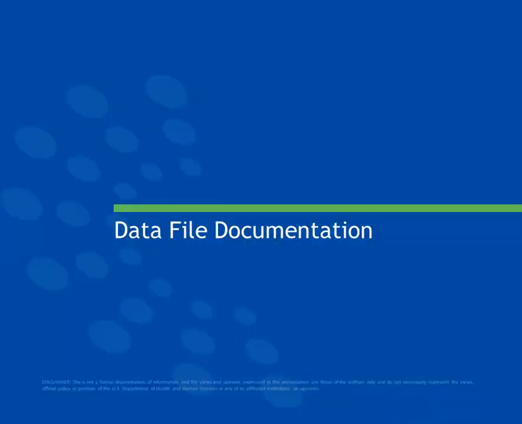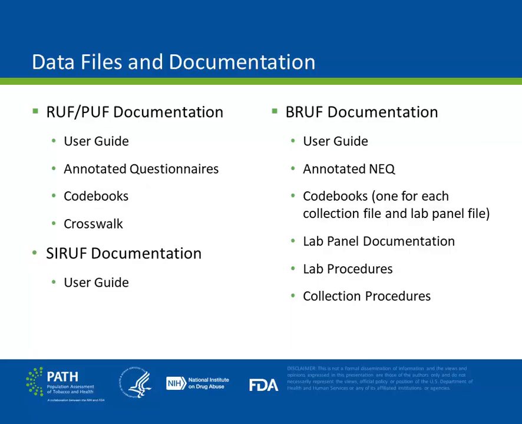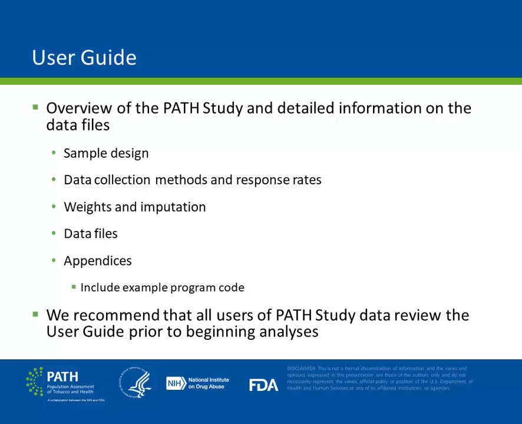Next, let's review the data file documentation available to researchers using the PATH study data. The data documentation for the BRUF and PUF includes the user guide, codebooks, annotated questionnaire, and a crosswalk that compares questions across waves. The BRUF has additional documentation including lab panel documentation, lab procedures, and collection procedures. The CRUF also has a separate user guide. The user guide provides an overview of the PATH study and detailed information on the data files.